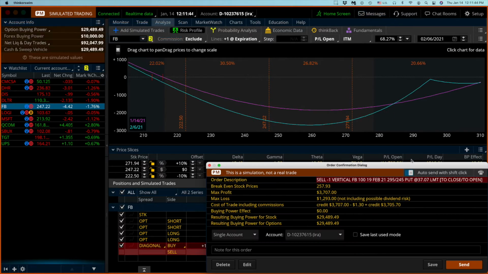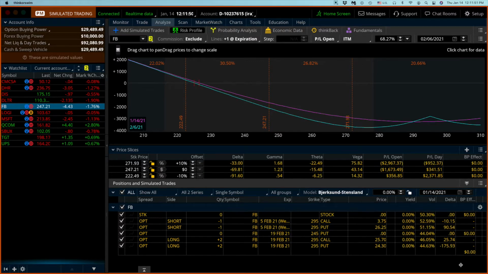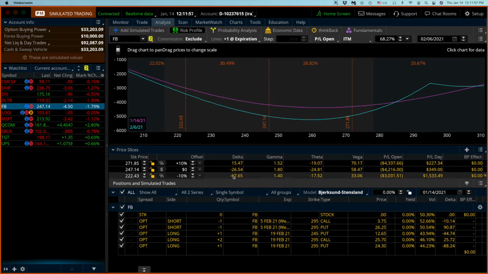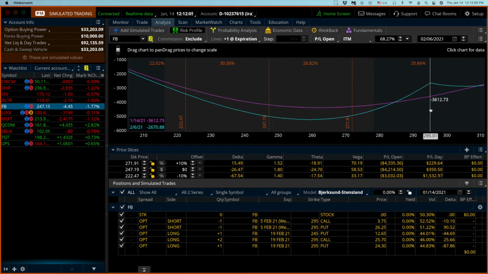Let's do that. Confirm and send, and we're going to get $3,707 credit for doing that. And there you go. That's a profit-taking situation. We're still delta negative. But suppose the stock jumps unexpectedly to 270 or more, you would still make money.